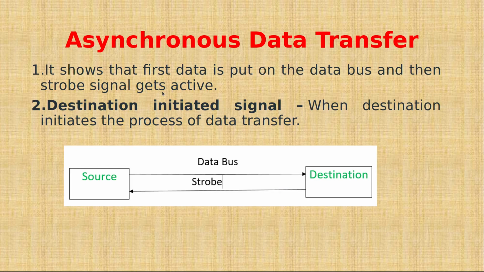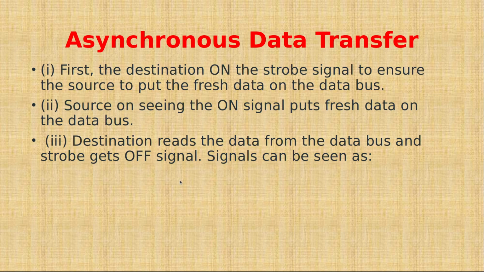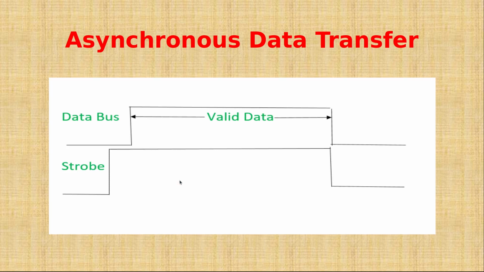Then there is the destination initiated strobe signal. Here the destination activates the strobe signal, which means the destination is ready for accepting the data. Then the source puts the data into the data bus. The destination reads the data from the data bus. After reading the data, it stops the strobe signal. This is the destination initiated strobe signal, and this is the diagram for it.